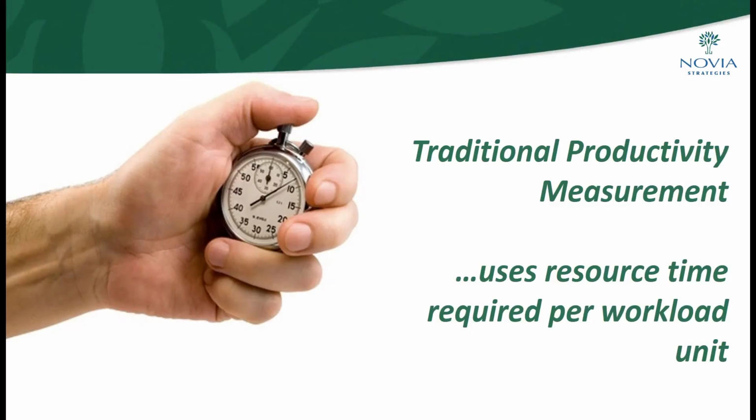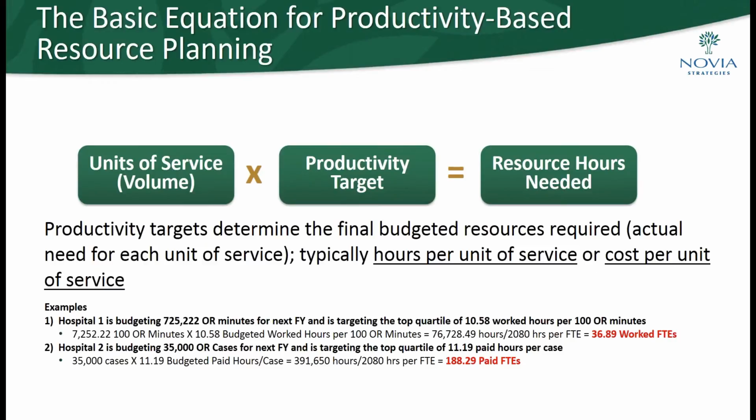The first one we're going to drill into is the productivity measurement approach. As many people in the audience were familiar with when we presented this session, and I'm sure that people that are listening are as well, in traditional productivity-based resource planning, you have a unit of service or workload volume. You have the target related to that volume, and you use both of those to determine what your resources are needed. So in the examples, you can see that Hospital 1 is budgeting 725,222 OR minutes for next fiscal year.